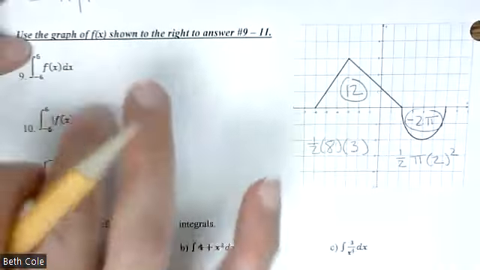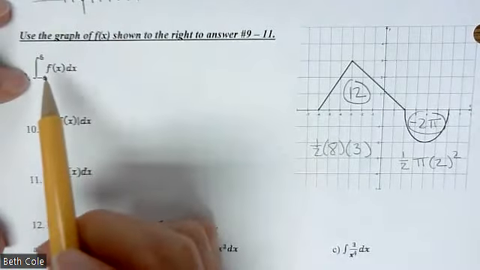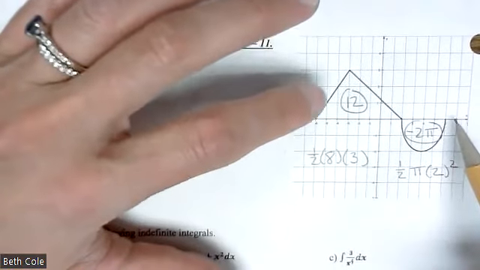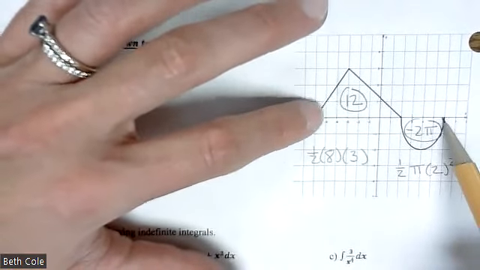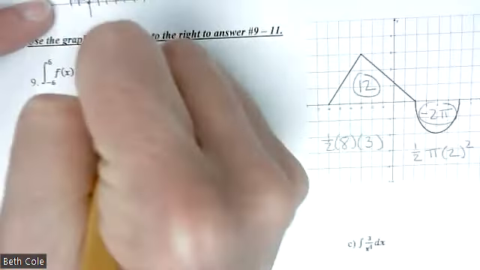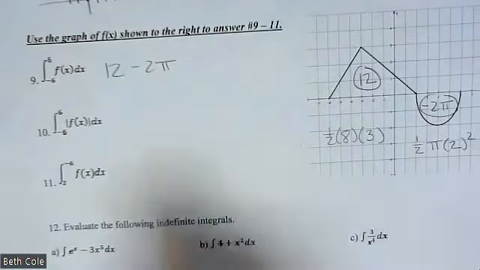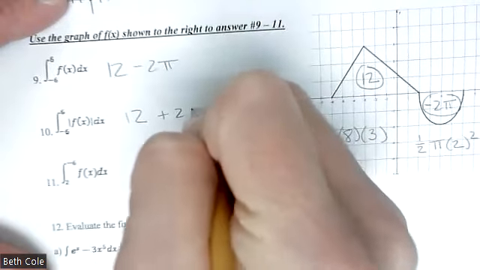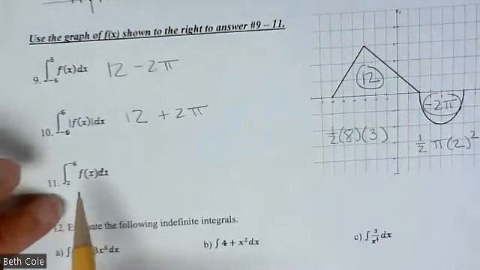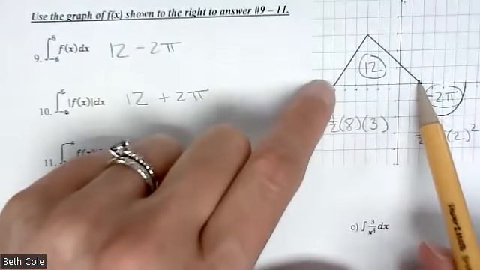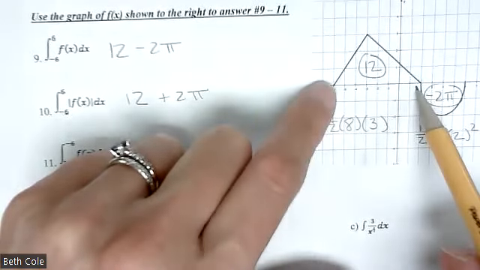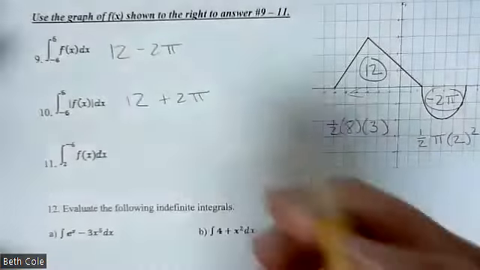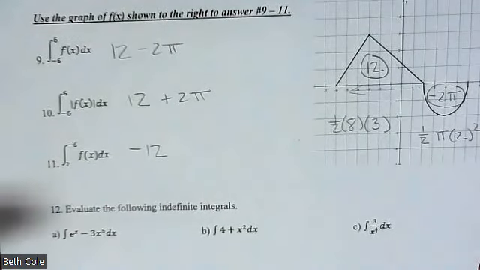All right, once you have those, you just use them to answer the questions. Integral from -6 to 6. Well, that's the whole thing. So what would you put? 12 minus 2 pi. This is -6 to 6, but there's an absolute value. That means you treat all the areas like they're positive. So it would be 12 plus 2 pi. And then this one goes from 2 to -6. So you're going from here to here. You're going backwards. So -12. It's like an anti-12. Un-12. It is 12 backwards.